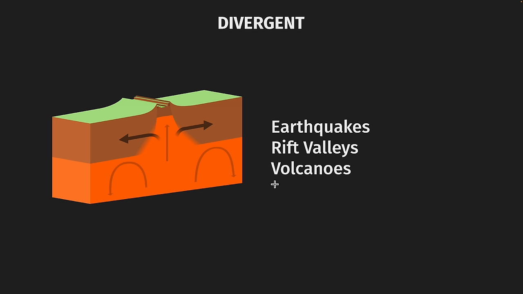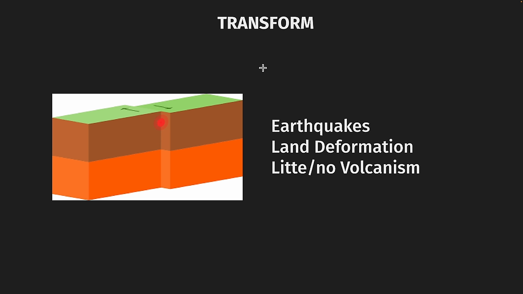Now you'd think you'd have oceanic-continental divergent boundaries, but that basically never happens, because if that were to happen, it would really quickly just transition into an oceanic divergent boundary. And then we have transform boundaries, either continental transform plate boundaries or oceanic transform plate boundaries. Excuse again the pixelation here. Expect earthquakes, land deformation, and little to no volcanism, because nothing is being subducted. They're just scraping past one another. Right, so those are the types of plate boundaries and the features we'd expect to be associated with them.